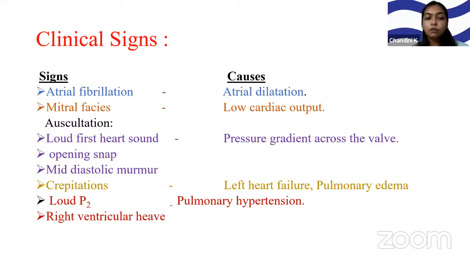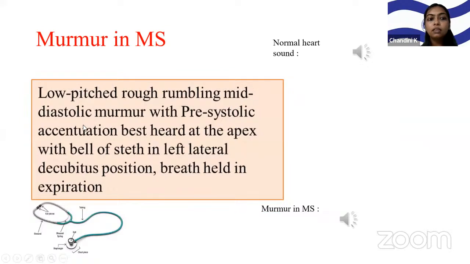And on auscultation, there can be a loud first heart sound, opening snap, and a mid-diastolic murmur because of the progressive pressure gradient across the valve. And crepitations because of left heart failure, pulmonary edema, and loud P2 and right ventricular heave can be seen because of pulmonary hypertension. So the murmur in MS is typically described as a low-pitched, rough rumbling, mid-diastolic murmur, heard with pre-systolic accentuation, best heard at the apex with the bell of the stethoscope. Low-pitched murmurs are usually heard with the bell of the stethoscope rather than the diaphragm. And left heart murmurs are auscultated in the left lateral decubitus position with the breath held in expiration.